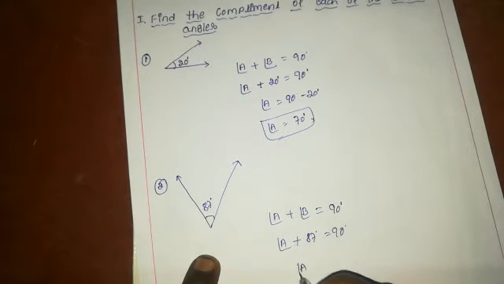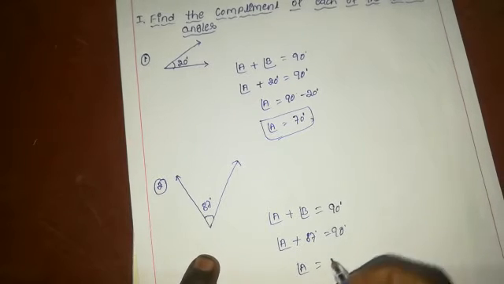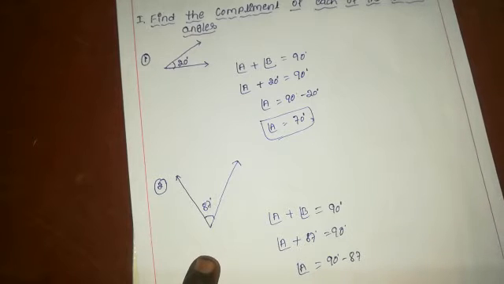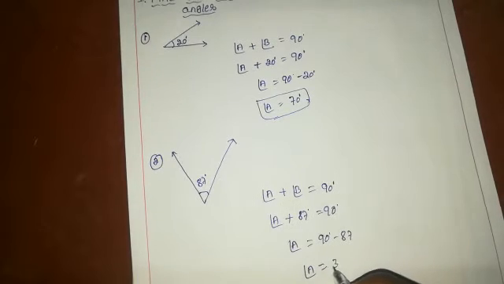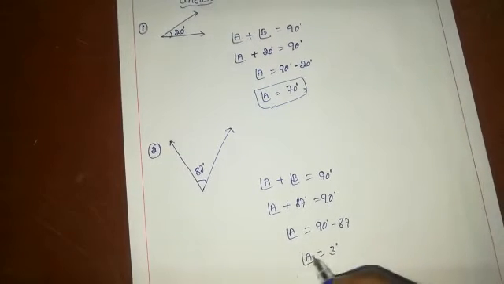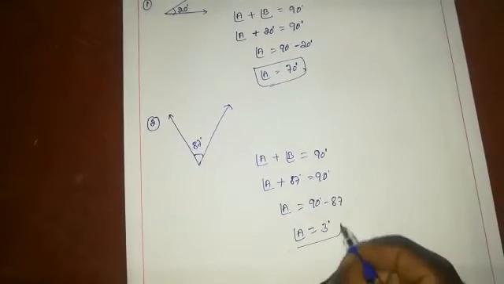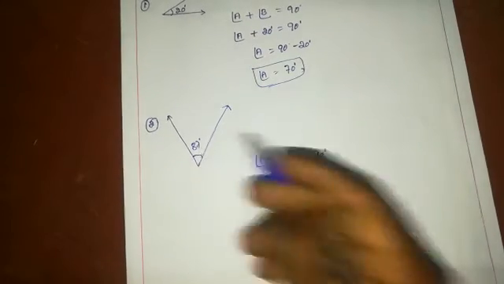When we shift 87 to the right side of the equals sign, it becomes a minus. Now we subtract 87 from 90 and we get 3 degrees. Angle A is 3 degrees. This is the complement angle for this angle.